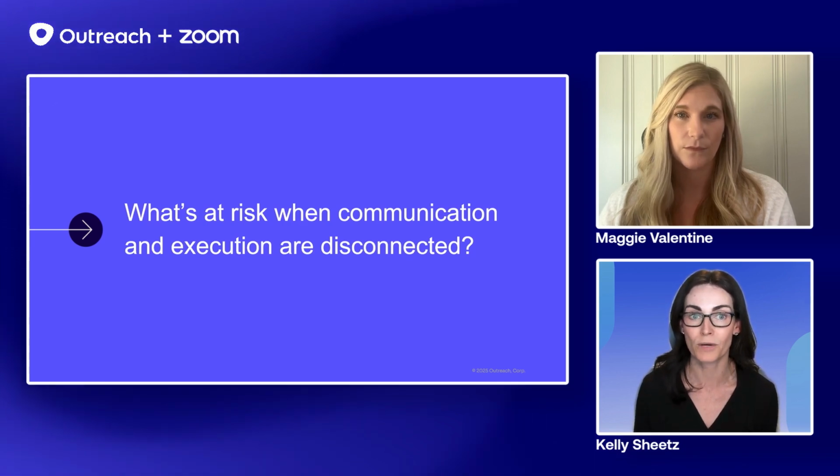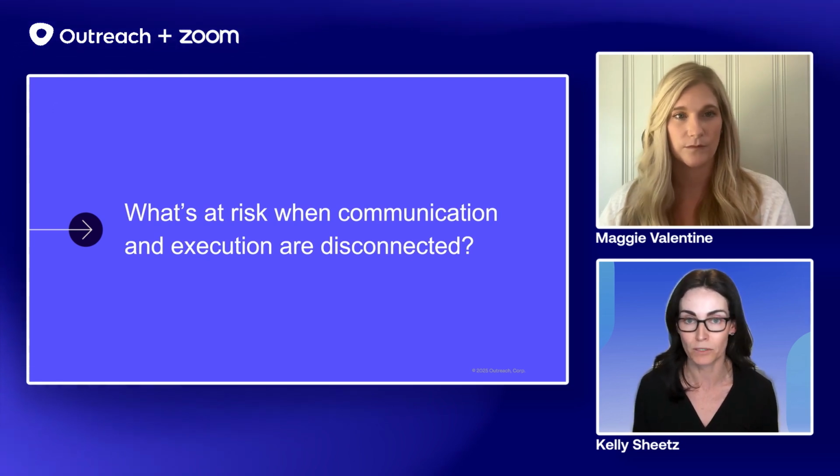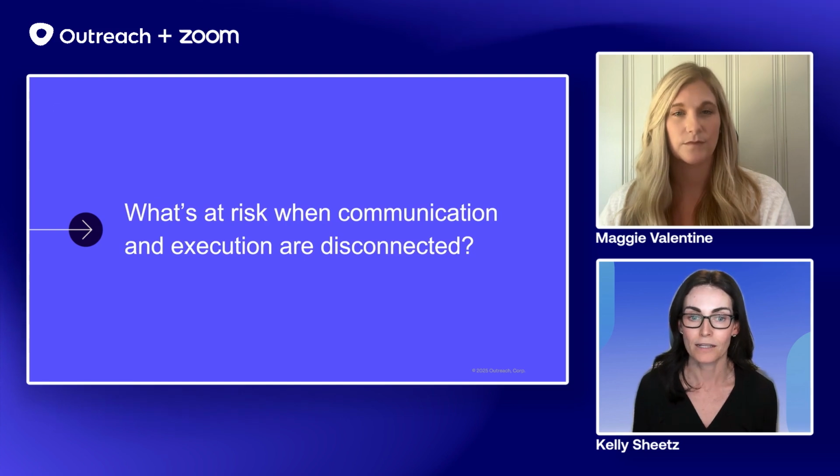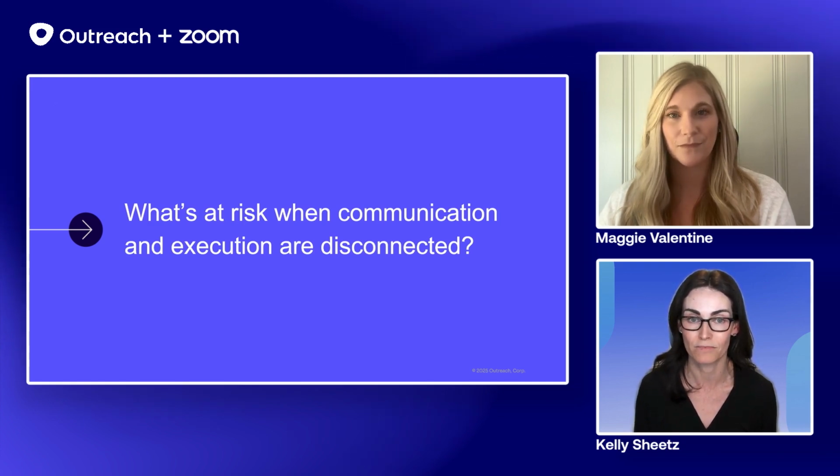So if you don't have those two pieces connected, you may be missing out on a critical piece of information that would be helpful in that next follow-up conversation or that next meeting that you're going to have with that customer. And I think all of that's to say, if those two aren't connected, you will likely have a pretty generic, non-personalized customer experience.